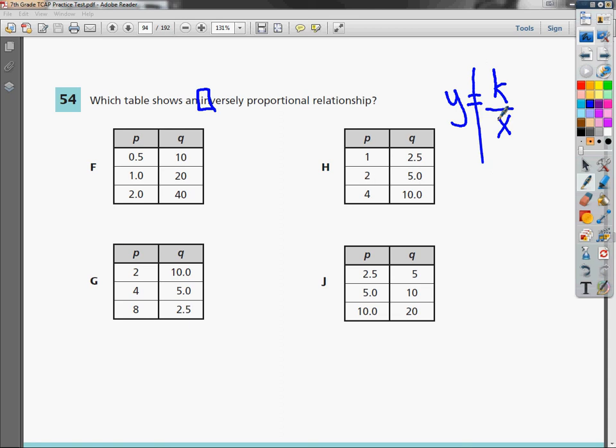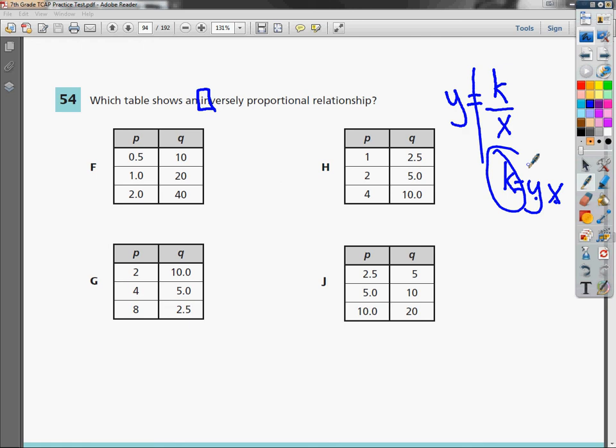What do you do to get rid of divide? You multiply. So what it really means is that if I multiply the y value times the x value, I should get the same one for each term. So each row should give me the same product every single time I multiply it together. If they don't, it's probably not an inverse proportion.